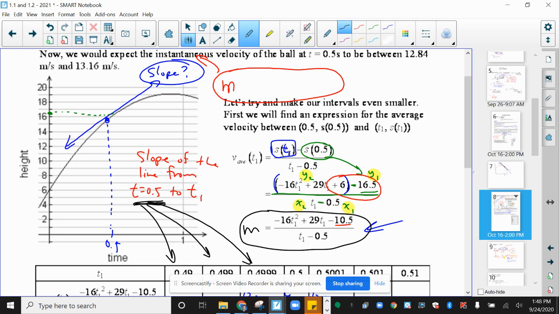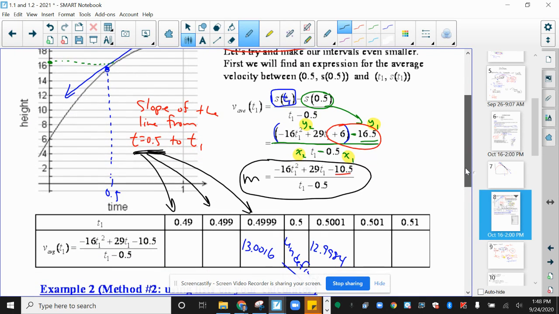So this is a slope formula. And now we're able to put in values of t. We don't have to start from the beginning anymore. We can just feed them into this equation, put them in for all the t's you're seeing here, and the answer spits out a slope. So we kept getting better and better and better. But we realized when we subbed in 0.5, we got nothing.